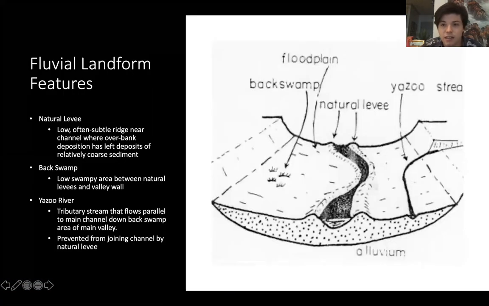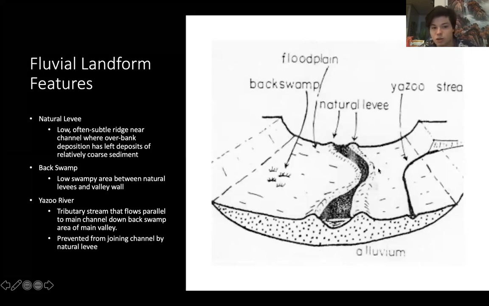And then finally, we have the last three: natural levees, back swamps, and Yazoo rivers. I wasn't able to find a good natural example of these, so I got this diagram that shows all three. But a natural levee is a low, often subtle ridge near the channel where overbank deposition has left deposits of relatively coarse sediment. And you can see that here along the banks of this channel, there are these two natural levees.